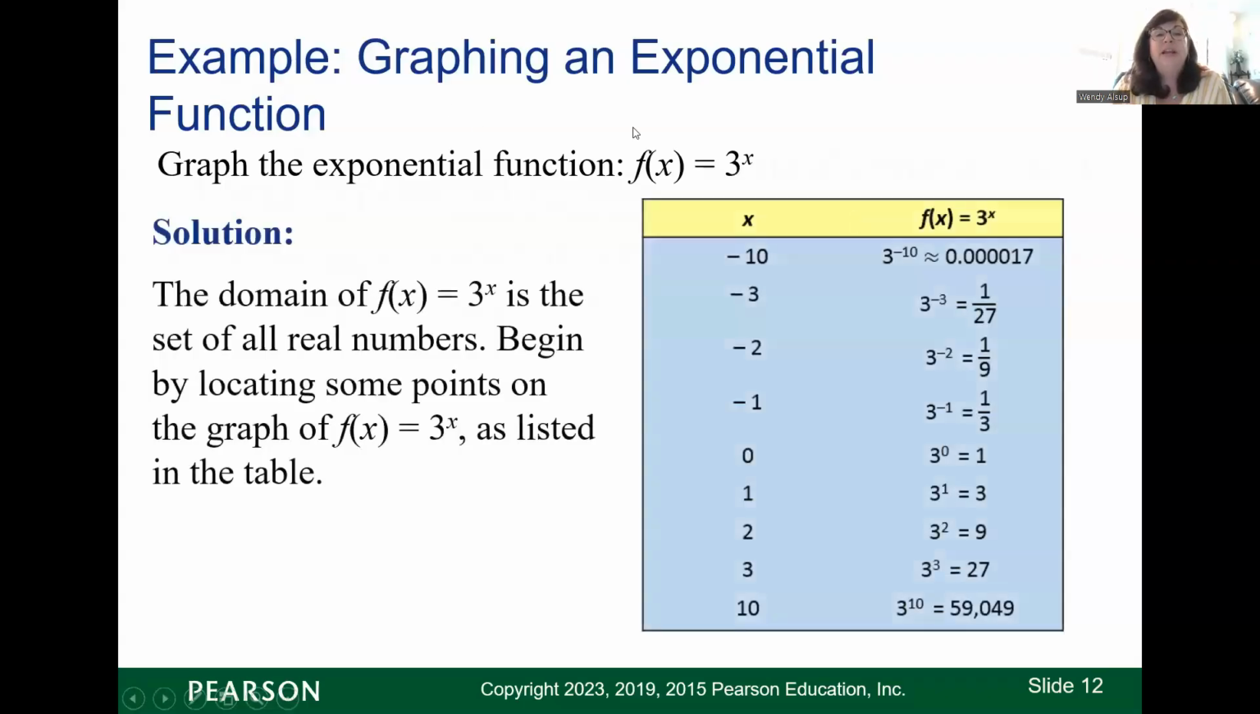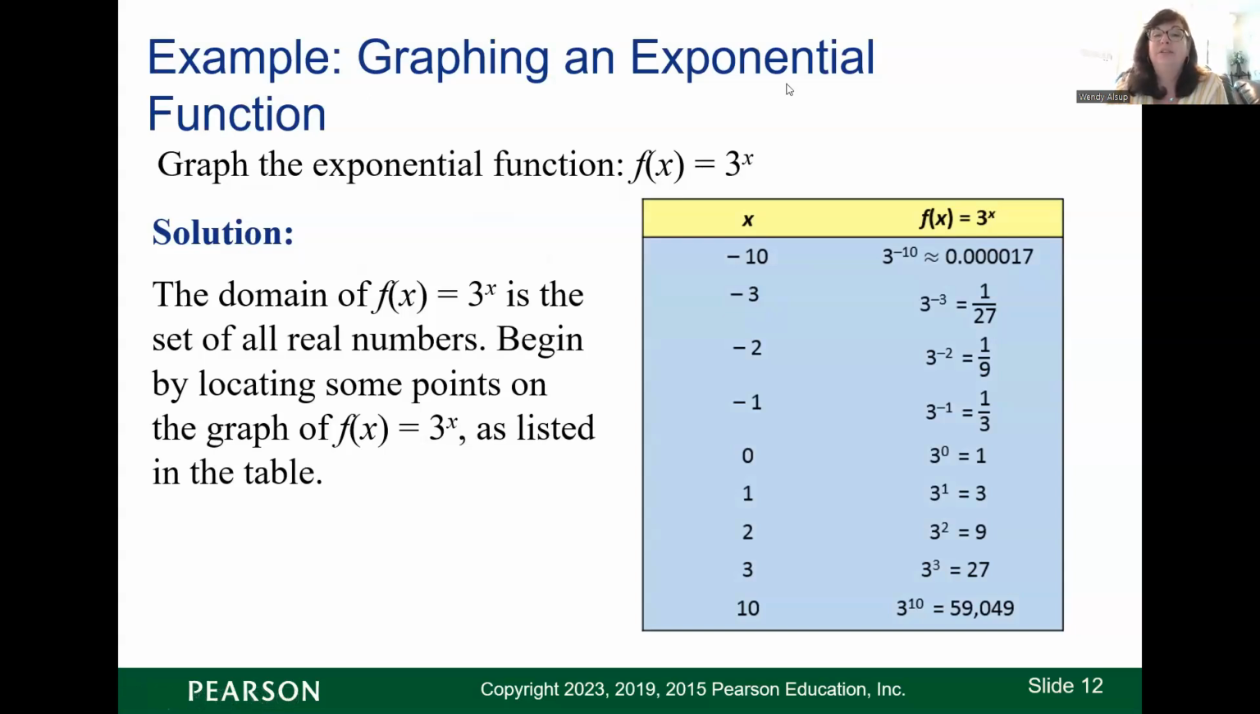All right, so let's say 3 to the x, domain is all real numbers. And let's say we put in negative 10. Well, if you put in 3 to the negative 10th power, you're going to get a tiny little number. What about 3 to the negative 3 power?